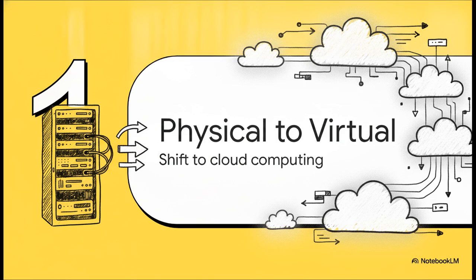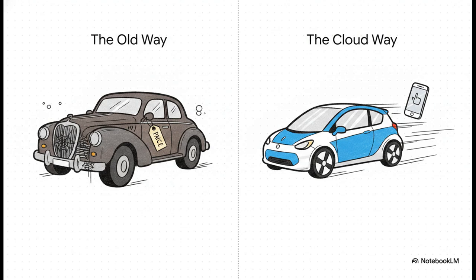Okay, jumping right into section 1, from physical to virtual and the shift to cloud computing. To really get this, imagine moving to a brand new city. You could go out and buy a car, right? But that means a massive upfront cost, paying for insurance, dealing with repairs, and, well, mostly just keeping it parked and totally unused for most of the day. That's the old way. That's on-premise servers.